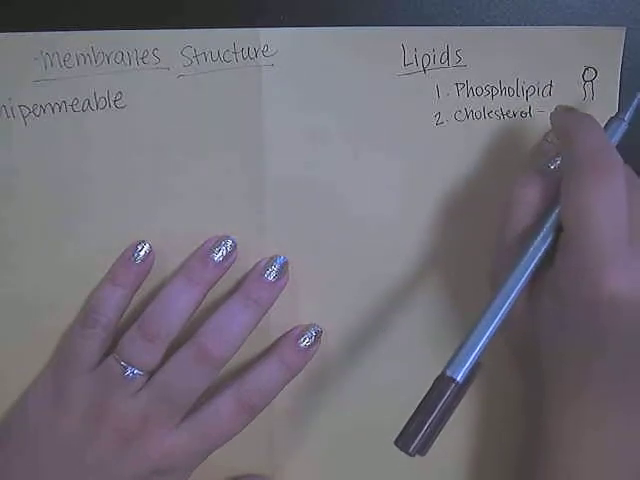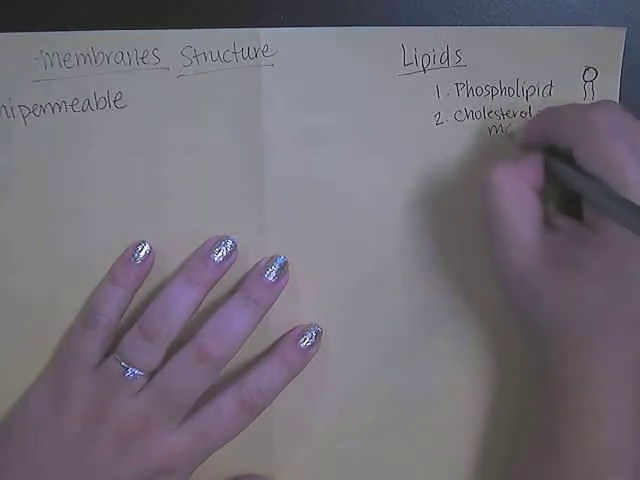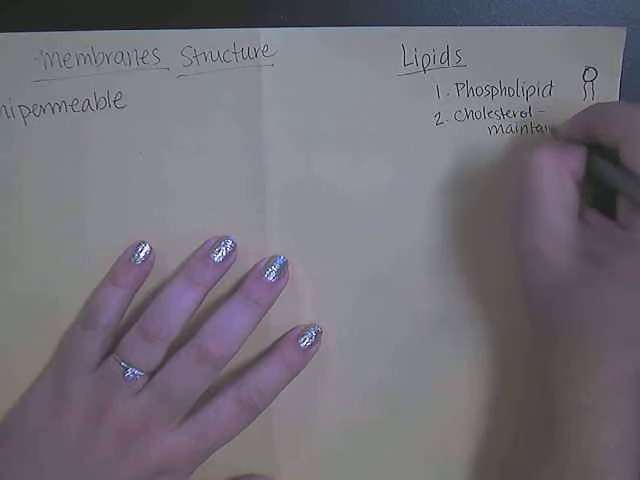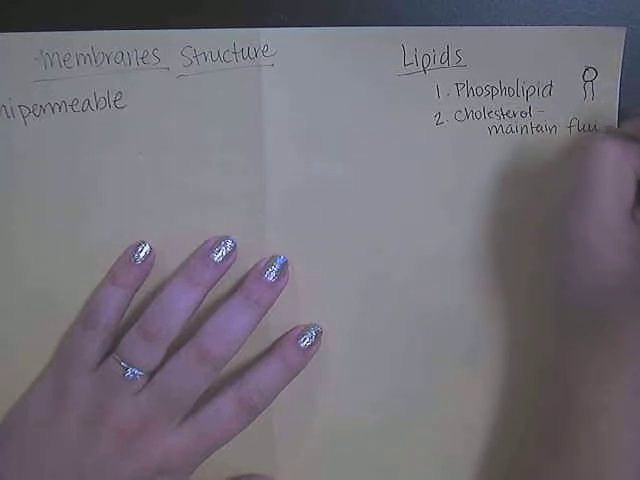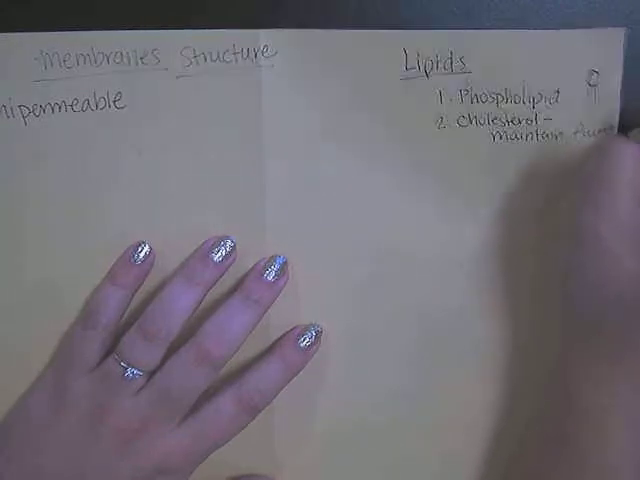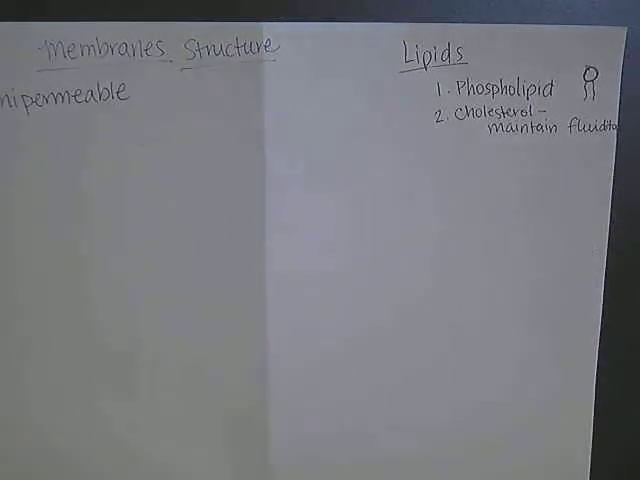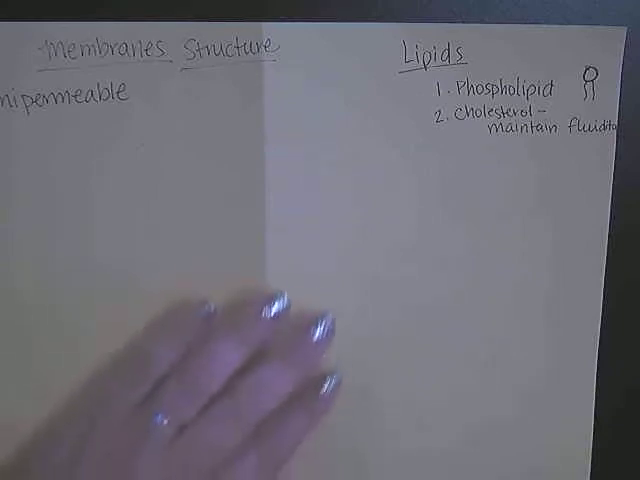The second type of lipid involved in the plasma membrane is cholesterol. And the cholesterol is used to maintain fluidity. So it's involved with how fluid a membrane is going to be. So in addition to the unsaturated tails, you can also have cholesterol embedded within that phospholipid bilayer to help increase or decrease fluidity depending on which direction you are heading.